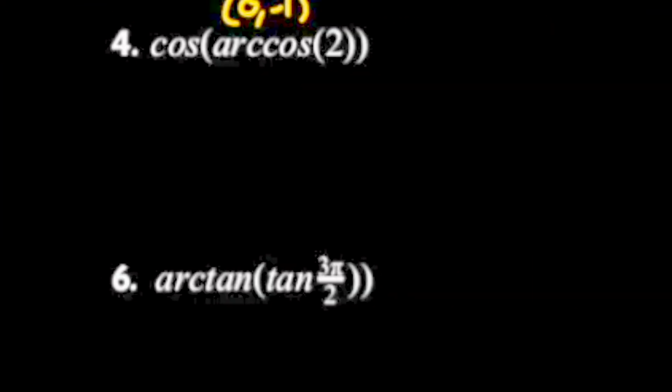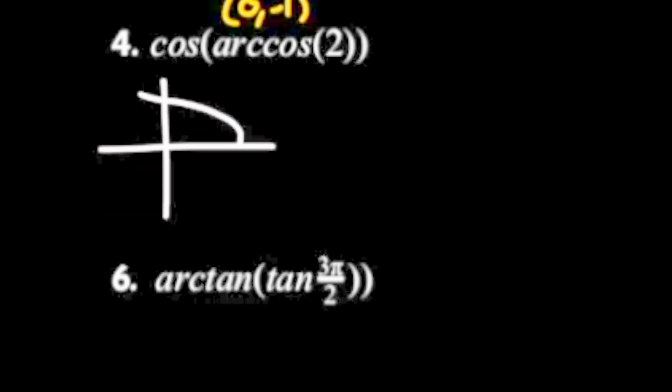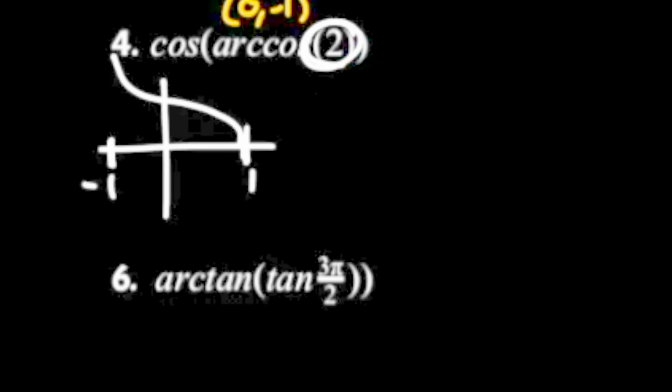This next one says cosine of arccosine of 2. Now if you remember this just as a fact, that the inputs for arccosine have to be between -1 and 1, because you could just think of the graph looking like this. So its domain, its x, or its inputs are between -1 and 1. You notice right away that this input of 2 doesn't work.